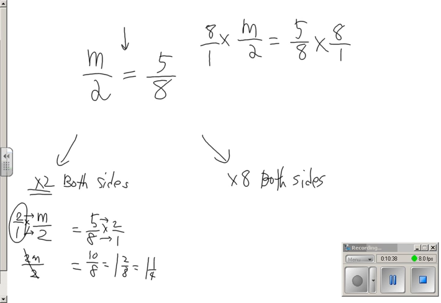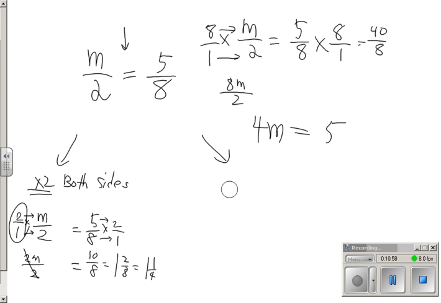Now if we look at this, we multiply the tops, I get 8m. Multiply the bottoms, I get over 2. So 8m divided by 2 is really 4m. And over here I get 40 over 8, and 40 over 8 is really 5. So I get 4m equals 5. That's by multiplying both sides by 8.